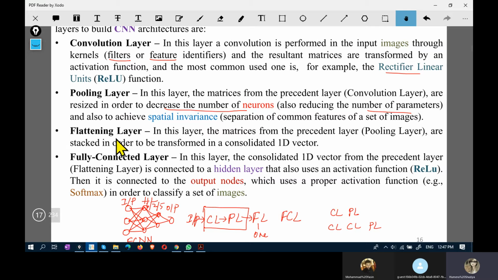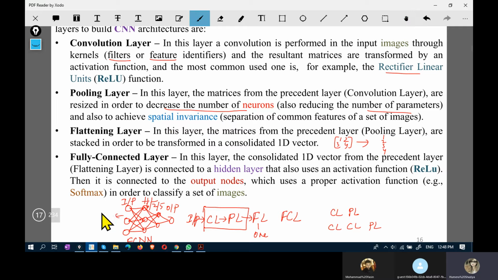In flattening layer, the matrix is converted into a vector. This is a matrix, 2 by 2 matrix. This 2 by 2 matrix will become 1, 2, 3, 4, a vector, 4 by 1. Vector will have only one single column. So this is flattening layer. Fully connected layer is similar to this one. Same as it is. Every node is connected to every other node. So our normal neural networks are here as fully connected layer.